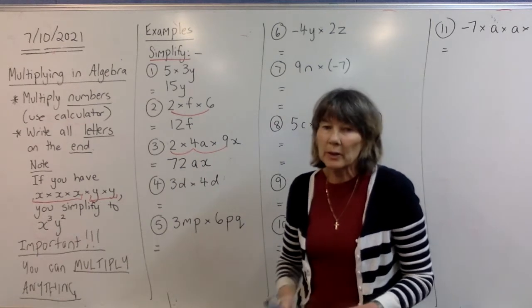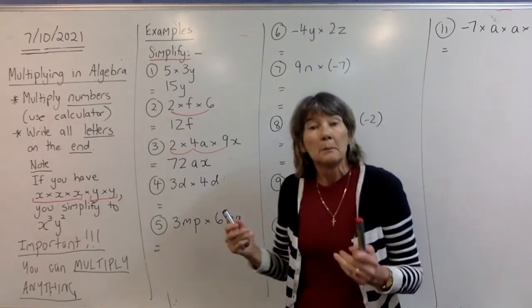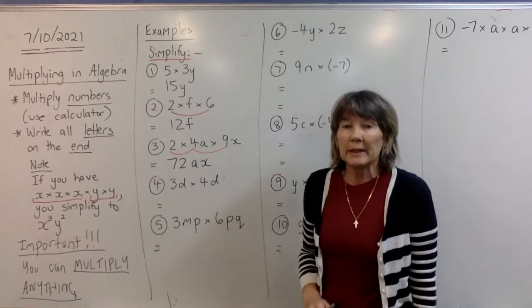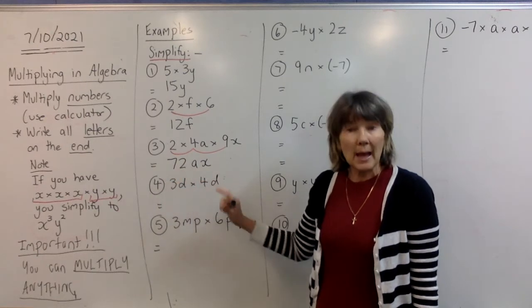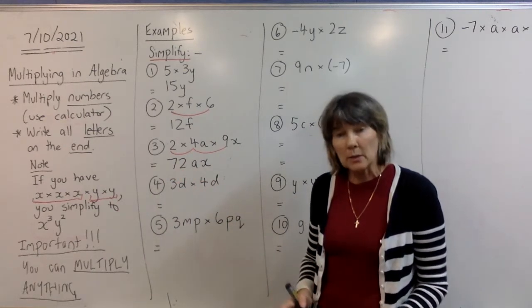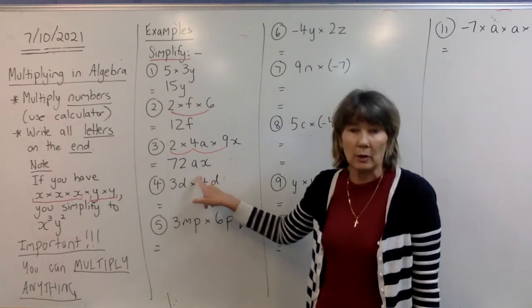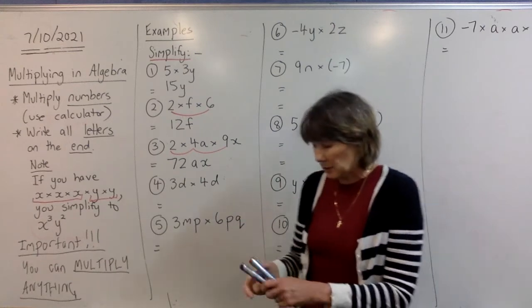Okay, so I don't want you doing this when we're adding and subtracting because we're looking for like terms then. But in multiplying, it's really easy. Now, if you wrote 72XA, you'd still be right. Okay, but the textbook answers will normally put the letters in alphabetical order, but you don't have to. Okay, so let's look at the next one.